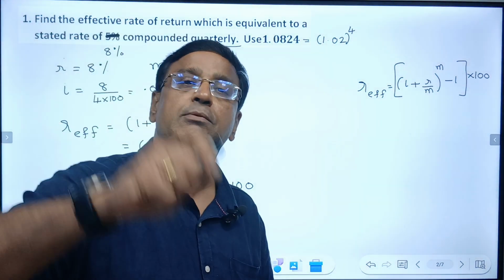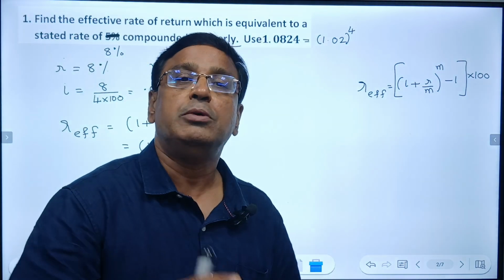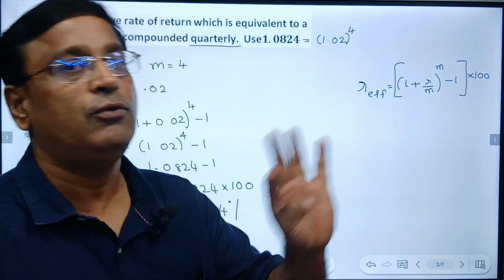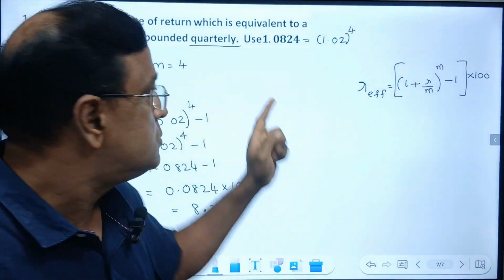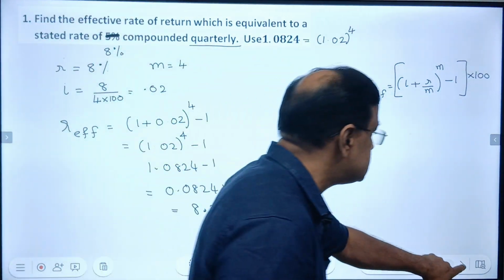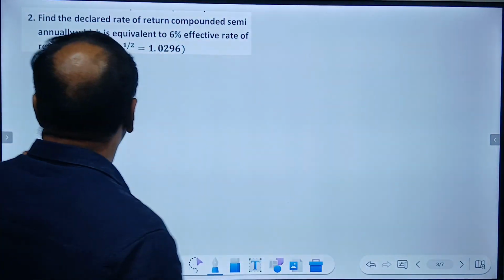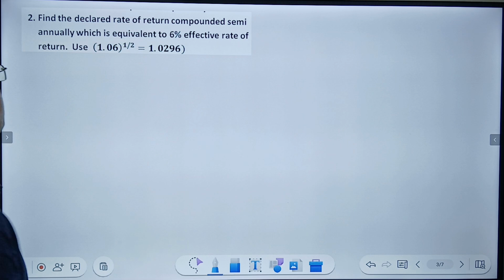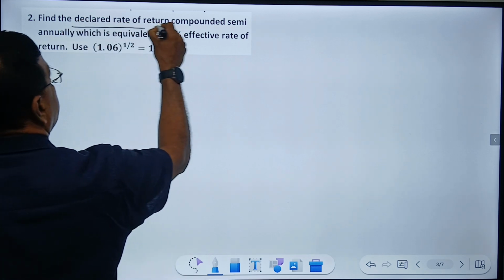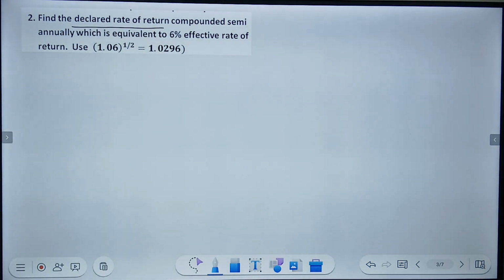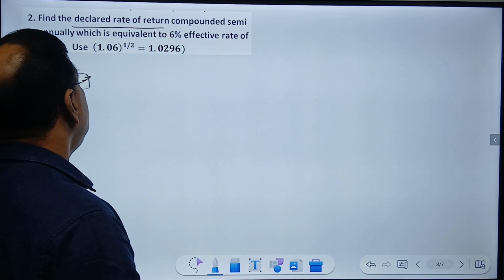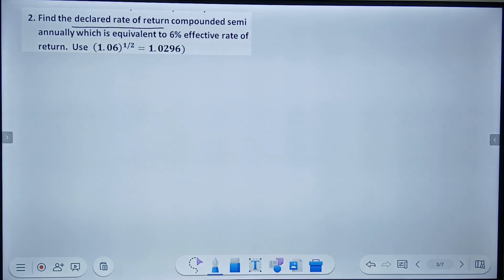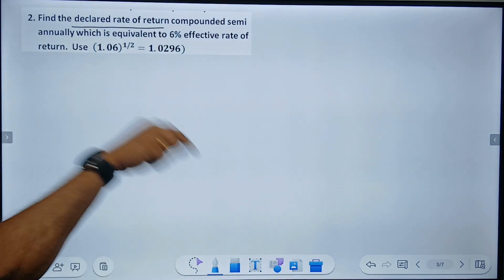Why does it increase from 8 to 8.24? Because you are not paying it once, you are paying it 4 times a year, right? So it is compounded quarterly. I hope it's clear. Now find the declared rate of return compounded semi-annually, which is equivalent to 6% effective rate of return.